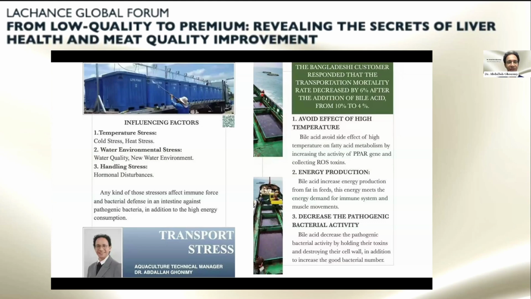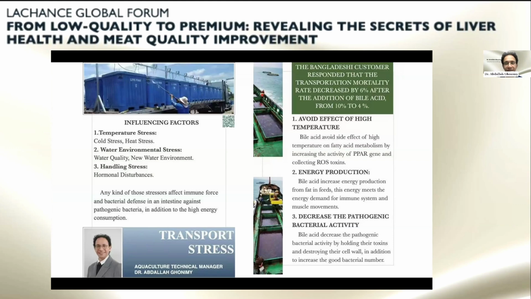For example, here, the transportation of the fish from one place to another. So we get the fish under restricted feed intake, so not enough feed intake, which means they have low energy. In this case, the bile acid will take the stored fat in the body and make energy, giving this energy priority number one for the immune system. Also, there is heat stress, the high temperature effect or low temperature effect. All of these, the bile acid can deal with.